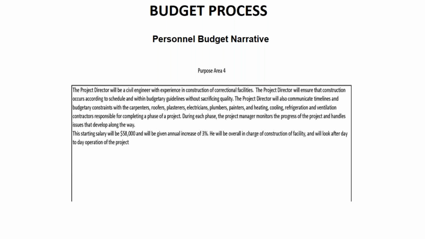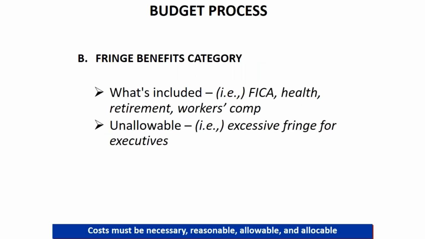And just to add on to that, with your narrative, not just for personnel and all your budget categories, you always want to make sure that your narrative talks about what's going on with a particular program or how these funds are going to help your particular program and have an explanation that support your calculations. So the next category is the fringe benefits category.